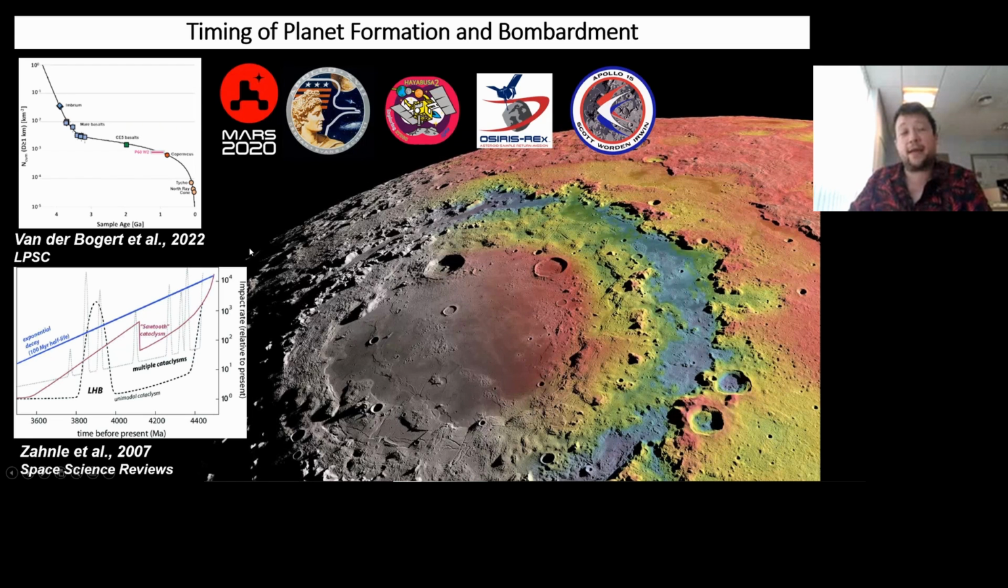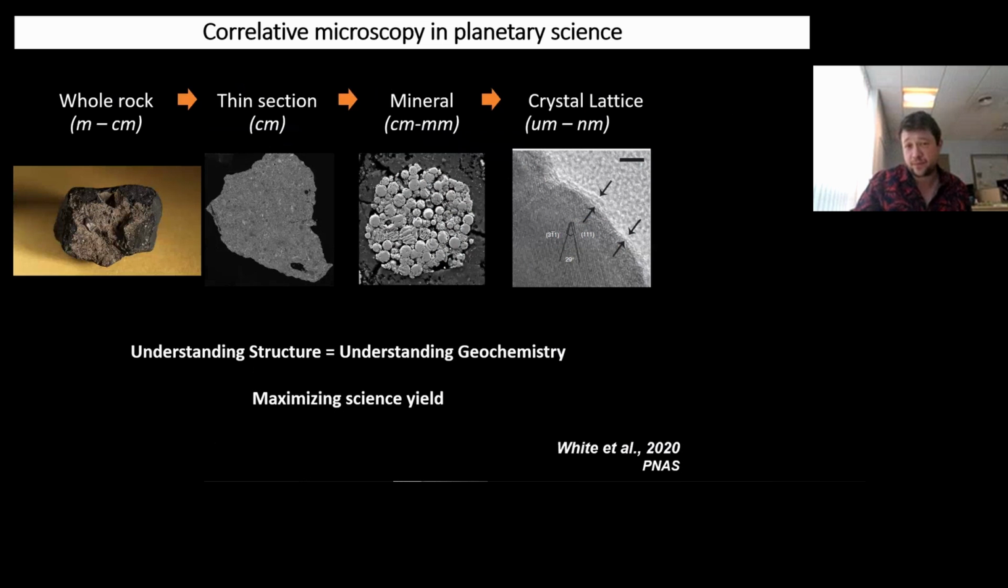So we're very lucky that we can directly address many of these questions through sample return, both planned, things like Mars 2020, ongoing in the case of things like OSIRIS-REx, and obviously past missions like Apollo. But we don't have much material, so sample return is a fantastic tool to supplement the meteorite record, but fundamentally we only have grams, if we're lucky, of material. So we really need to maximise our scientific yield from every grain, every section that we look at.